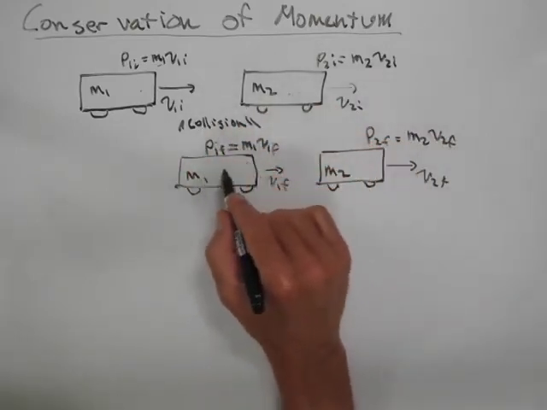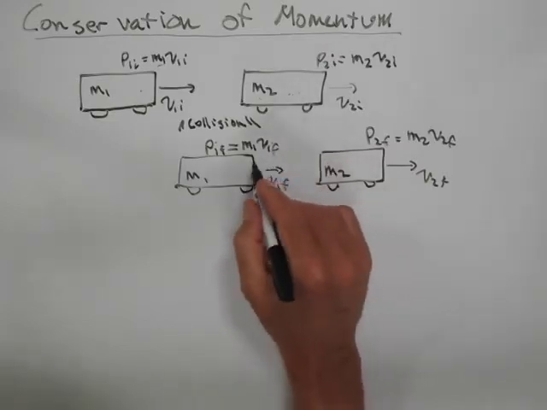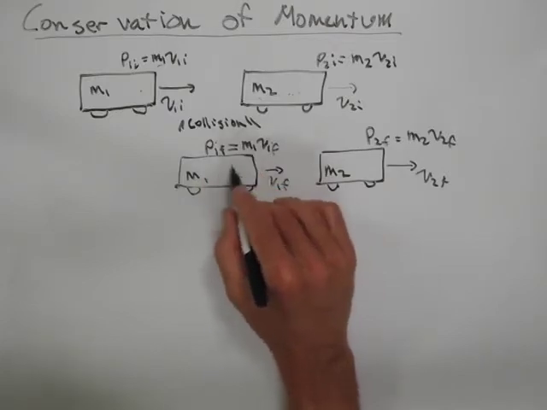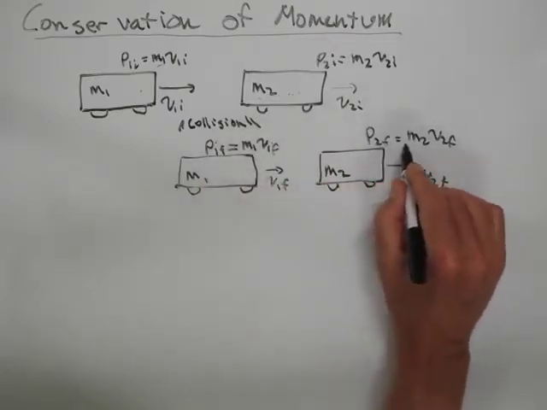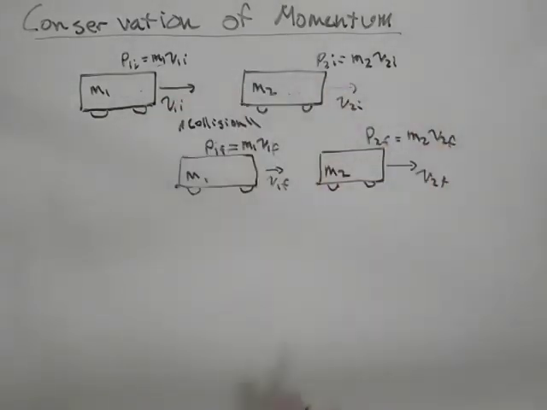They collide, and now this guy is going at V1 final, some different velocity after they've collided. Maybe this one is at rest. And so P1 final is equal to M1 times V1 final. Similarly, the final momentum for cart 2 is equal to M2 V2 final. And so we're going to try to draw conservation of momentum out of this.